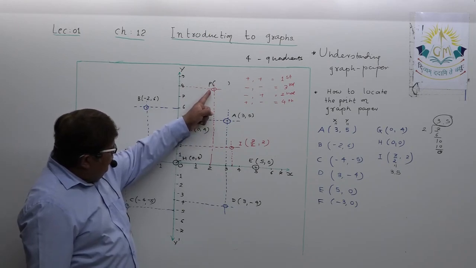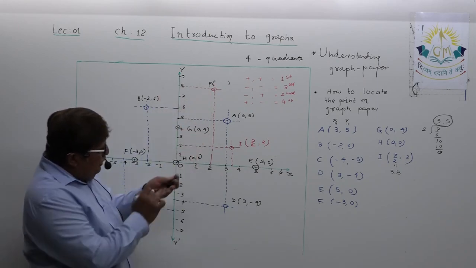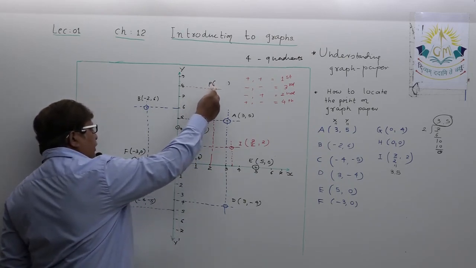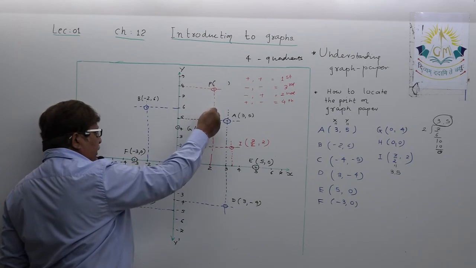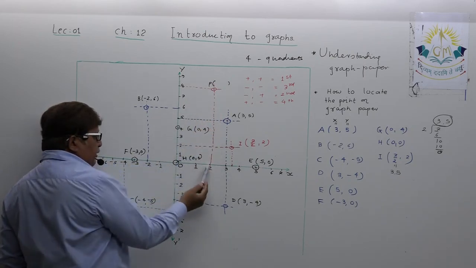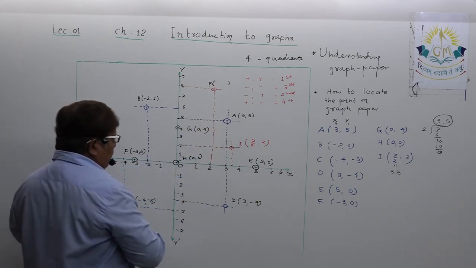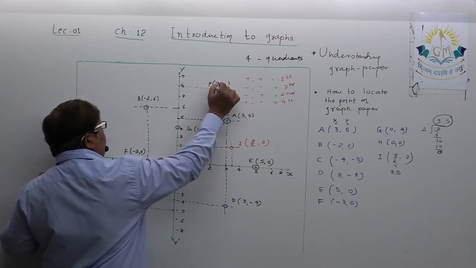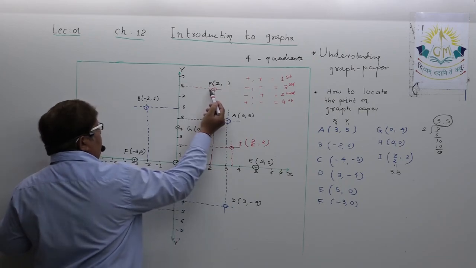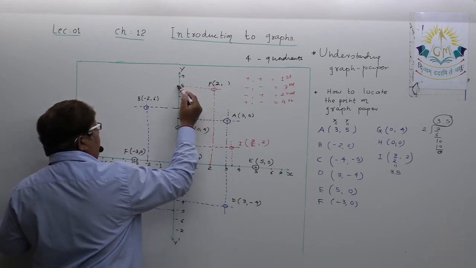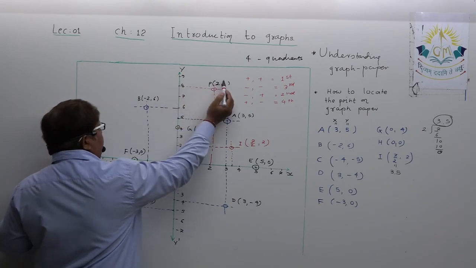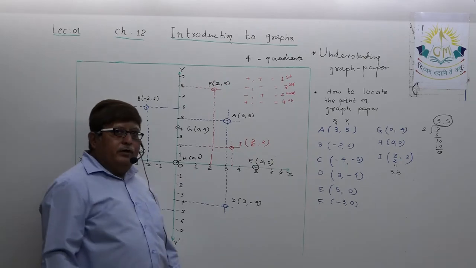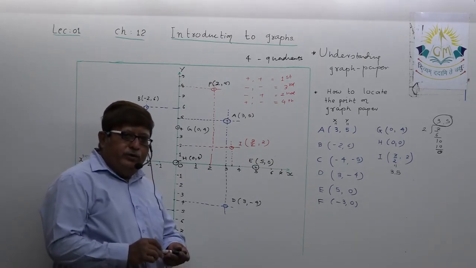See, dear student, this is the intersection of the dotted lines. So how to read this? First, you see this vertical dotted line. It is intersecting the x-axis at which particular number? 2. So 2 is called the x coordinate. See this horizontal line intersecting the y-axis at this point, you call it the y coordinate. So this way coordinates can also be decided.